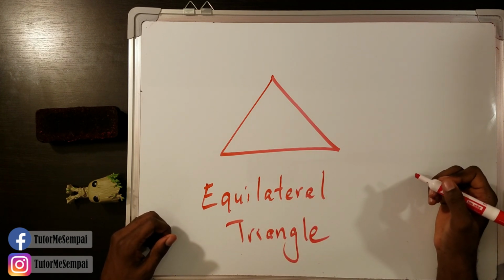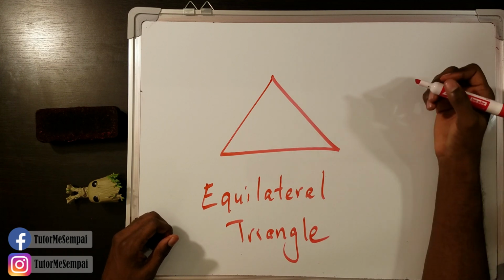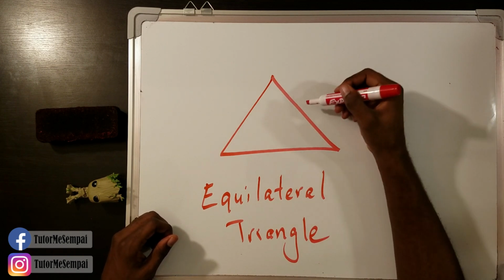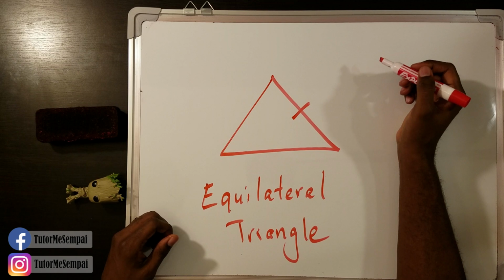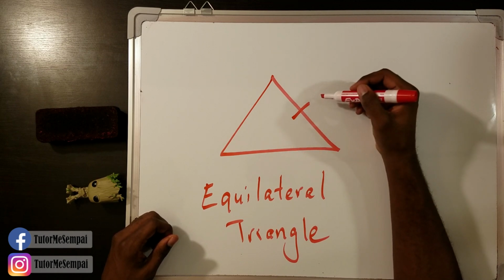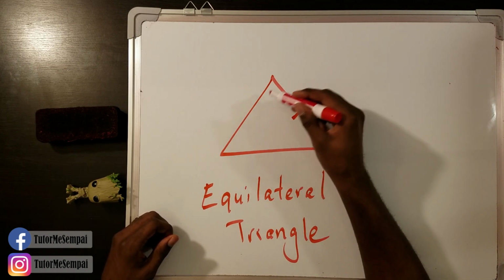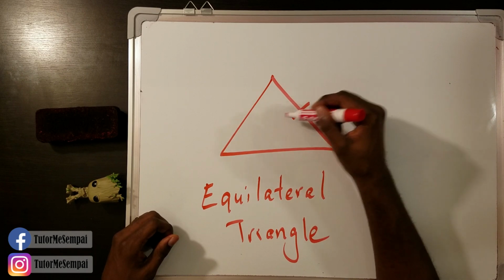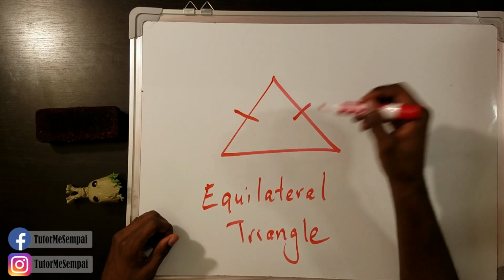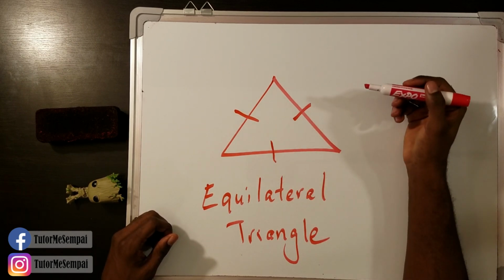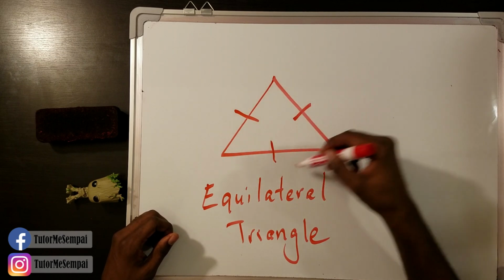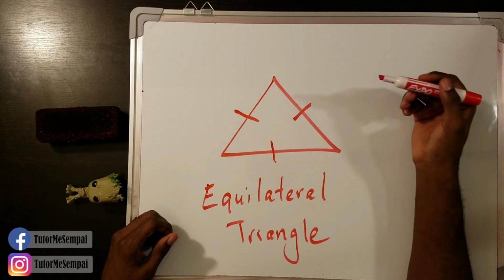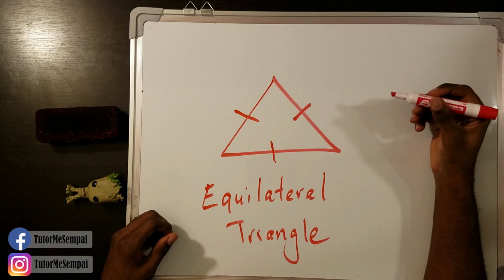equilateral triangle. So how we denote an equilateral triangle is you look at the one side, we put a little dash or a tick mark here, and we look at the other one and say, hey, that looks pretty much identical to this one. So it gets a second one, and we look at the last one, and we do the same thing. If all 3 sides are equal, it's an equilateral triangle.